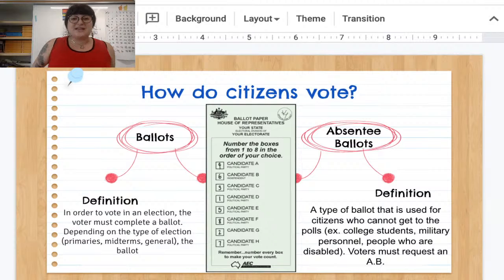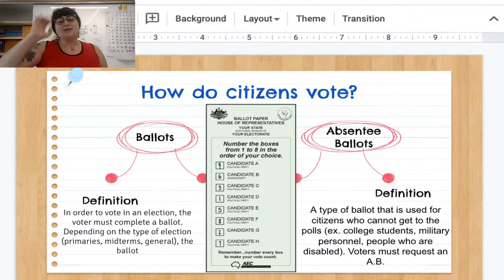And really, this is where other things come into play because we know that states have the right to choose certain things. So not all states are sending absentee ballots out. It is only if they request it. So take a look at that bottom part. Voters must request an absentee ballot. Great. Any questions about ballots or absentee ballots? Go ahead and throw that in our live chat.